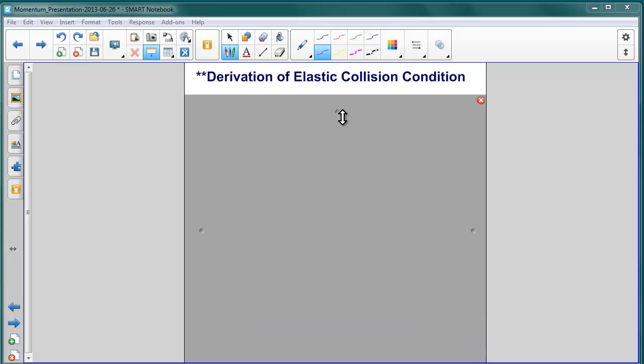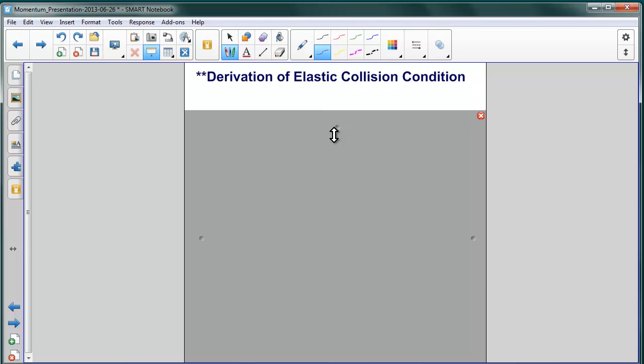In the last slide, we showed the elastic collision equations: v1 plus v1 prime equals v2 plus v2 prime. But where do these come from? This slide is only for those that are interested in that derivation, or for more advanced classes.